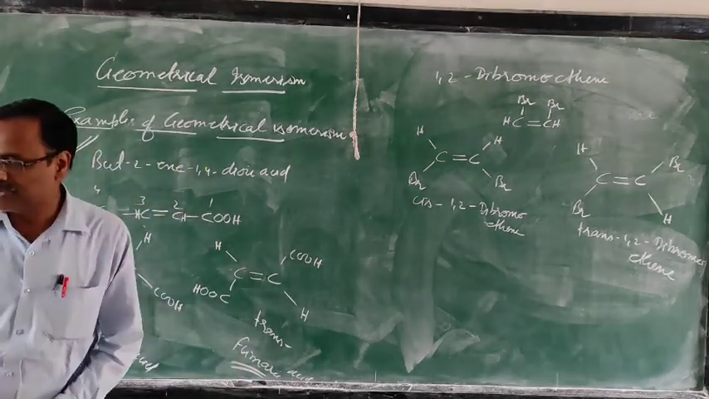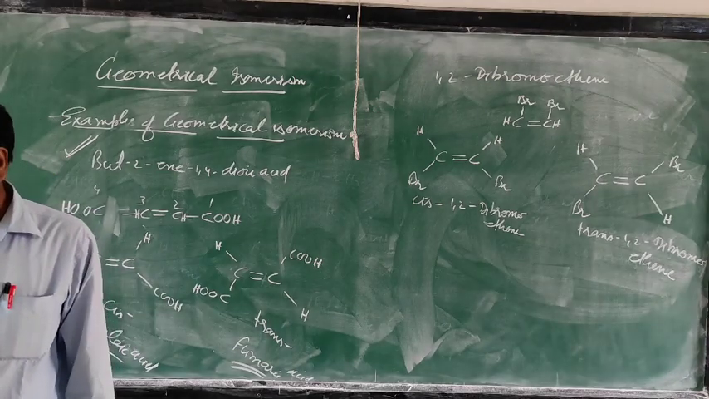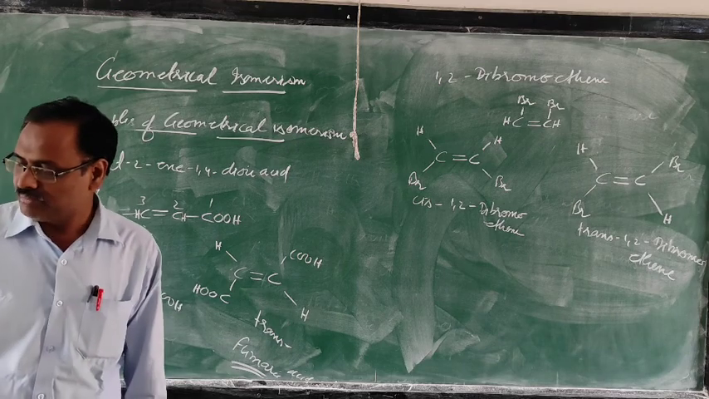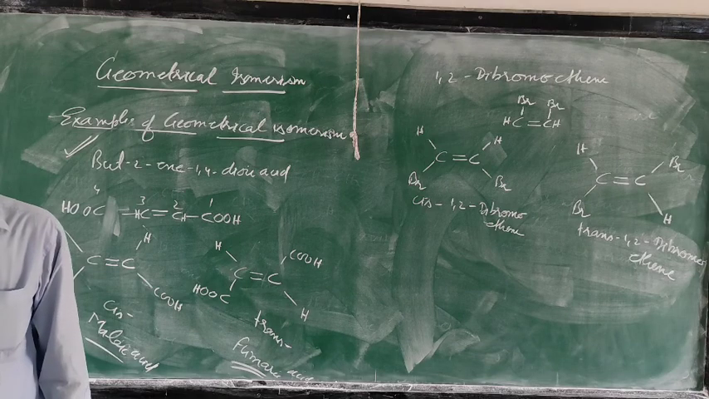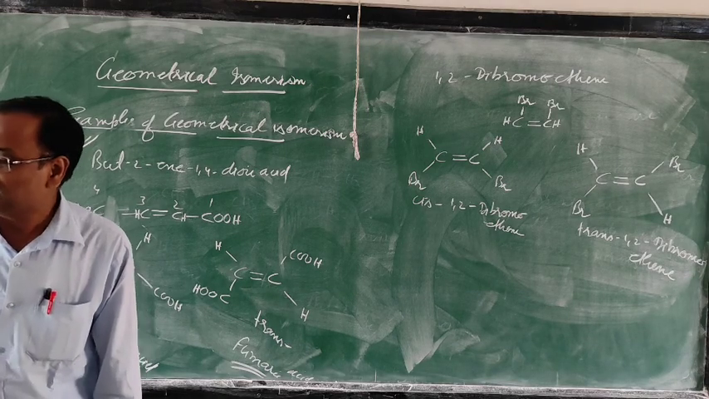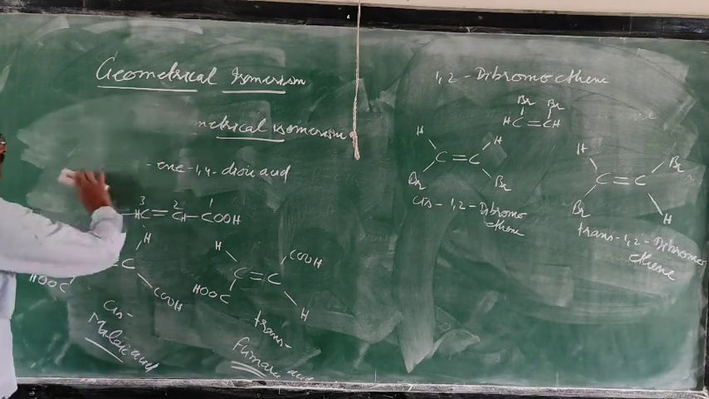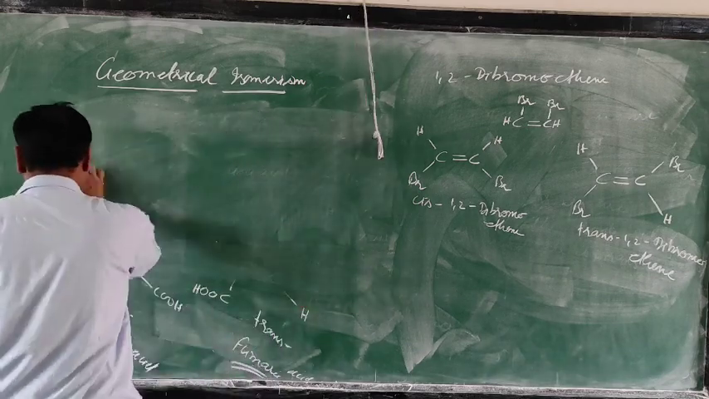So three examples I have shown here. Now the third one you can do, the fourth one you can do by yourself from your book. But-2-enoic acid, so that you can do. Next one is conditions for geometrical isomerism.